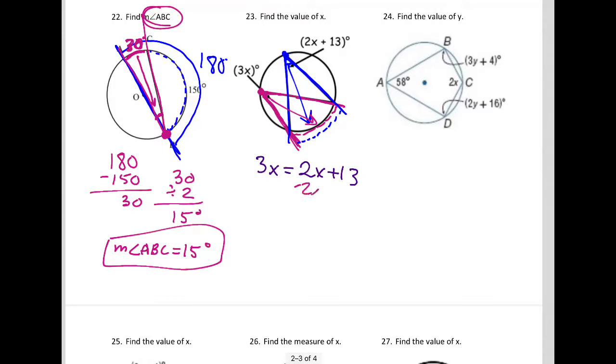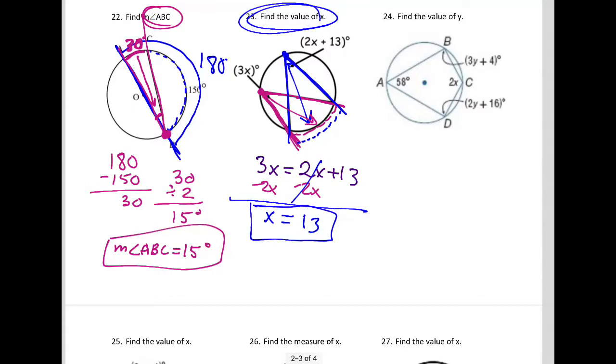So if we subtract 2x from both sides, we have 3x minus 2x is 1x, and that is equal to 13. What we're asked to do is find the value of x. So at that point, we are done, because we have x is equal to 13. All right, so now we find the value of y in number 24.